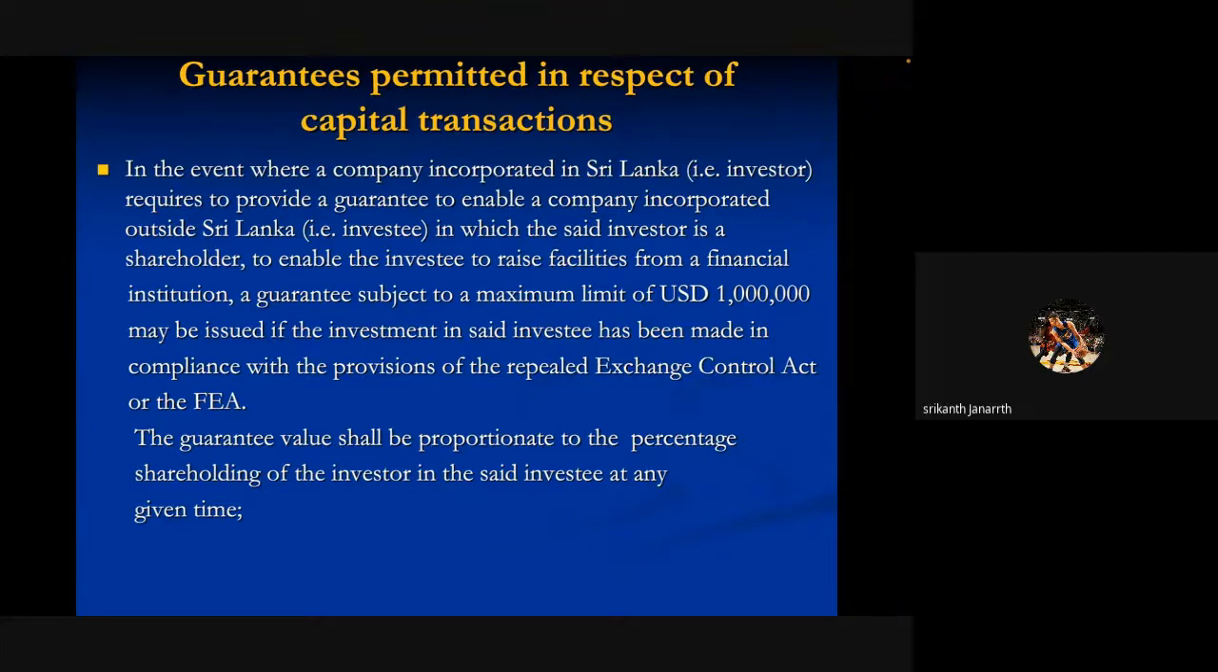subject to the guarantee value being proportionate to the percentage of shareholding in the investee. So now remember, it's like this. Let me explain so that you will have a better understanding. Now, $1 million is the guarantee maximum limit. The central bank says that again it is proportionate to the shareholding.